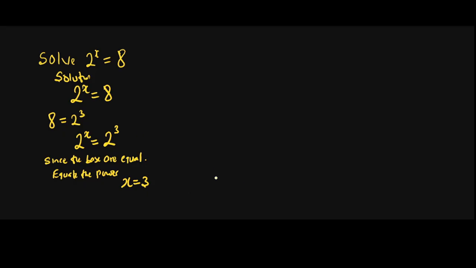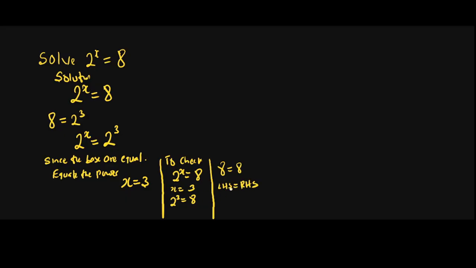We can always check if we are right or wrong, to confirm your answer. We have 2 raised to power x is equal to 8. Then you have x is equal to 3. That means 2 raised to power 3 is equal to 8. So we have 8 is equal to 8. That means LHS is equal to RHS. So in this case, LHS means left hand side, RHS, that means right hand side, they are both equal. That means this our answer is right.